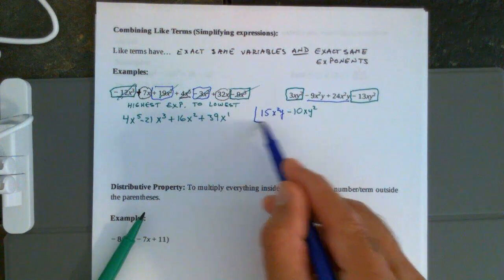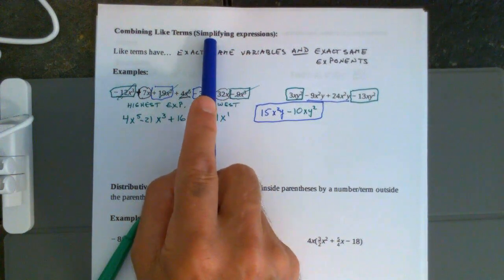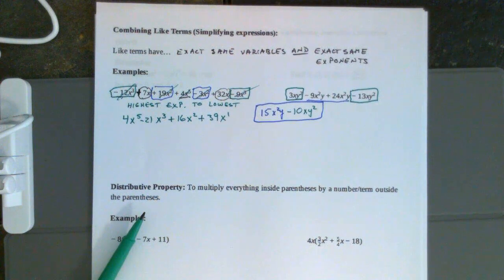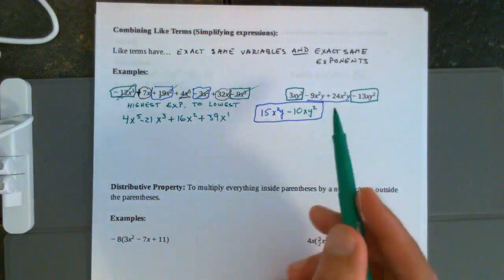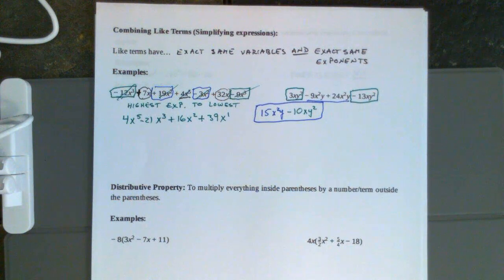So our answer to simplifying this, or combining like terms, and again, notice up here in the bold, it tells you simplifying is the same thing as combining like terms. Sometimes you'll have some multiplication to do, distributing, which is the next thing we're going to talk about, but we're assuming here that everything had already been distributed.